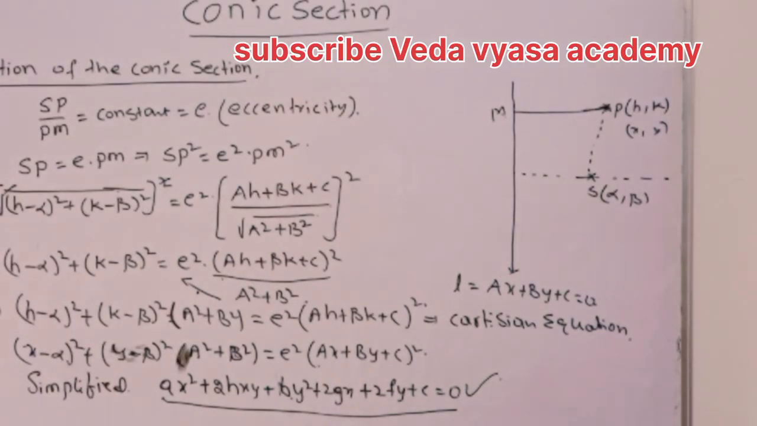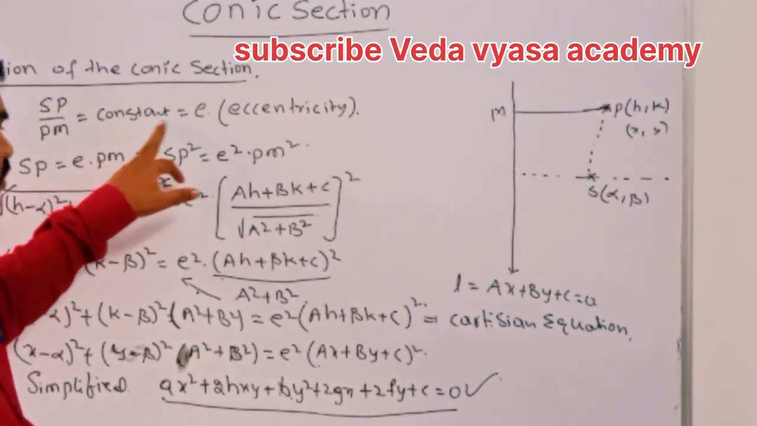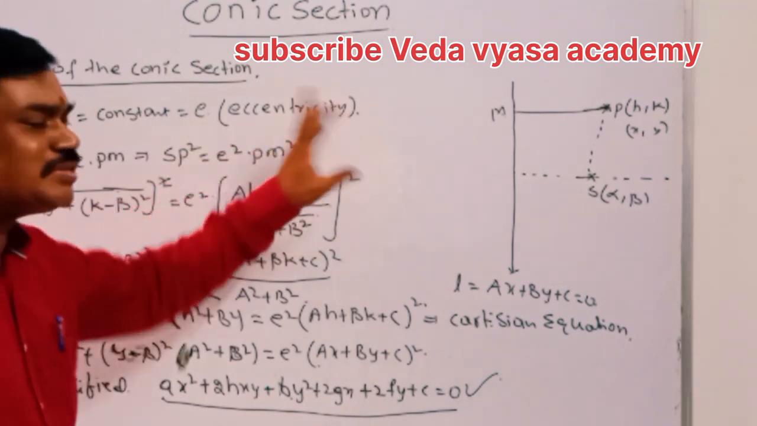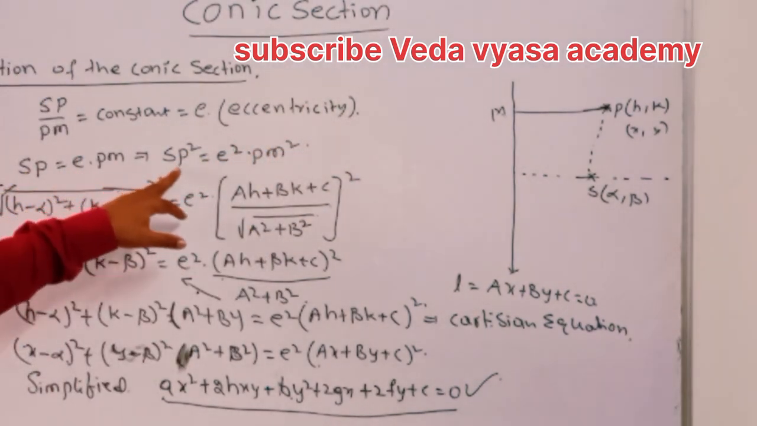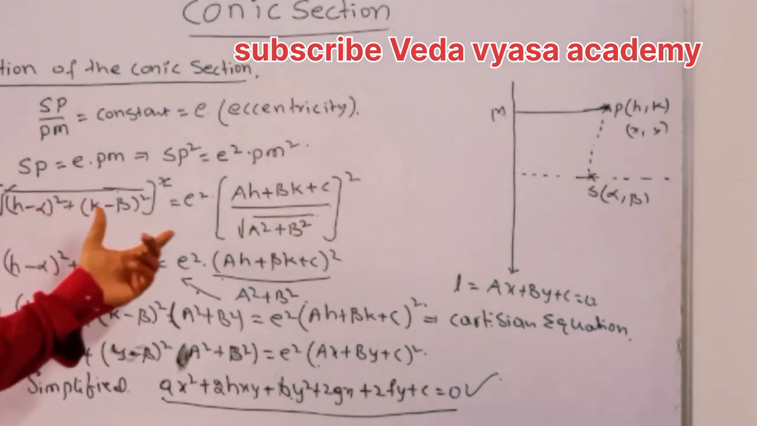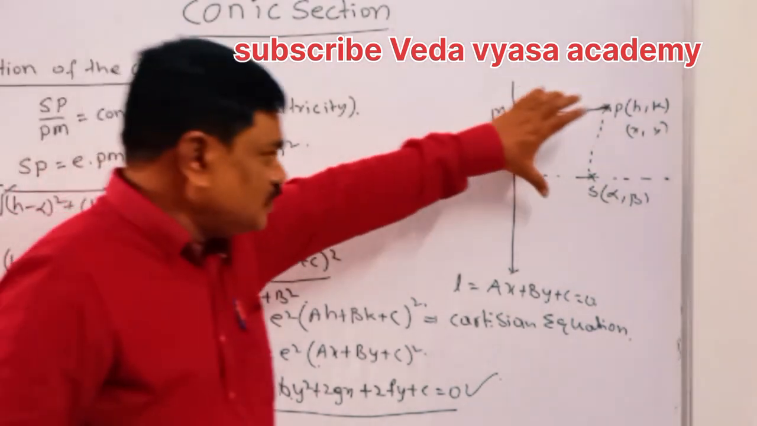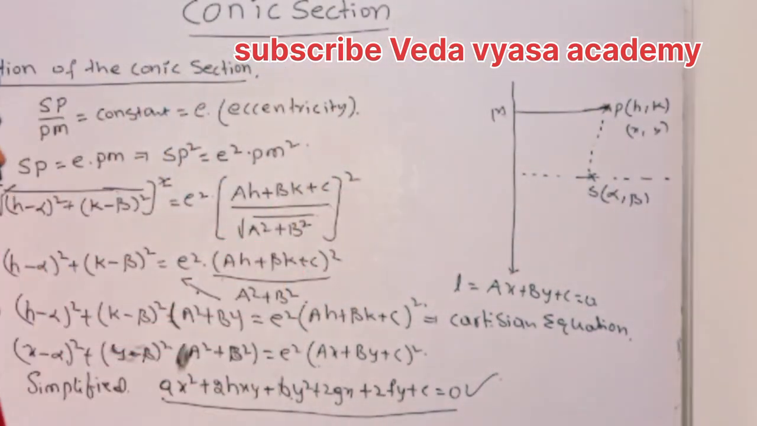So once you observe here, SP by PM is equal to a constant, which is E, the eccentricity. Then SP is equal to E PM, which implies SP square is equal to E square PM square. Then you have to write the distance between these two points, and the perpendicular distance from P to line L is PM.